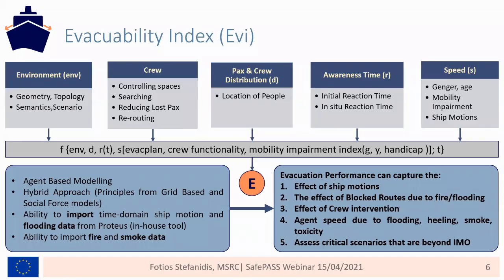With regards to advanced evacuation analysis on ships, EVI is a software of unique capabilities, primarily because of its ability to model complex scenarios and capture the impact in evacuation performance due to events, for instance, like blocked routes due to fire and/or flooding. Within the context of SafePASS, where our focus is on extreme flooding and fire scenarios, you can understand that this element of the software is crucial.